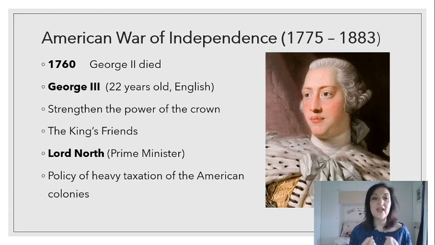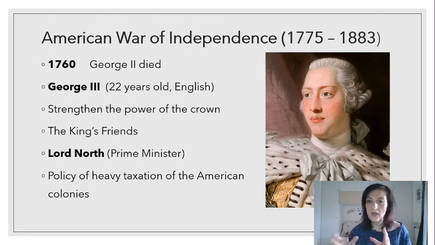And he succeeded in strengthening the power of the crown, and he succeeded in using one of his men, Lord North, and in making him become the prime minister. So the reign of George III, supported by the prime minister Lord North, was a reign in which a policy of heavy taxation of the American colonies began.